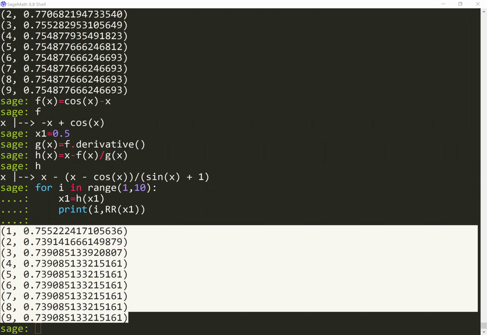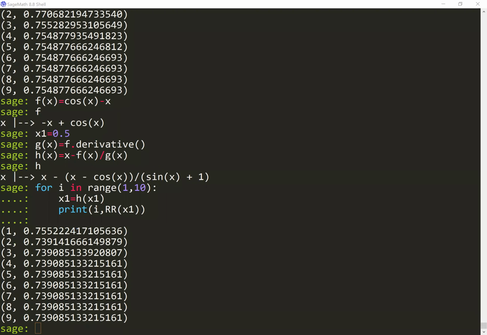You can easily check this. This gives us the root.